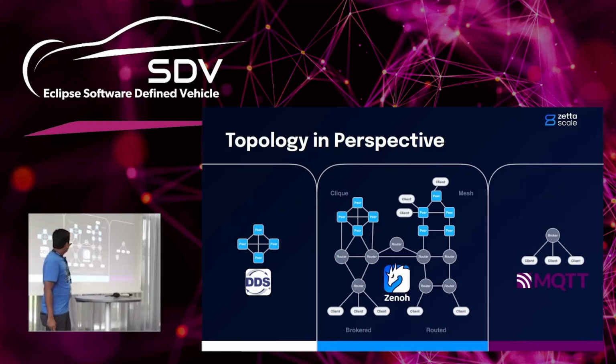So from a topology perspective, if you see on your left, it's DDS. It does peer-to-peer communication only in clique. And to your right, you have MQTT, which only does brokered communication, right? And if you see Zenoh, it's a different beast in itself. It can work in multiple topologies. For instance, in peer-to-peer, it can work in clique, where every peer is connected to every other peer. It can work in a mesh communication. You can imagine swarm communication or even platooning, as a matter of fact.